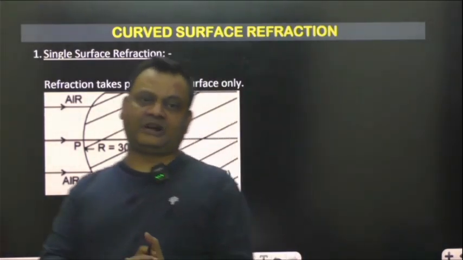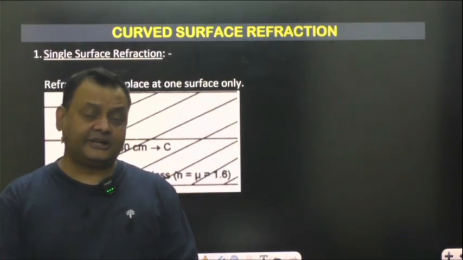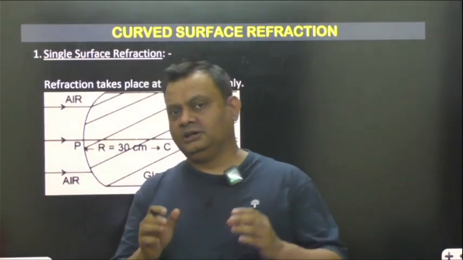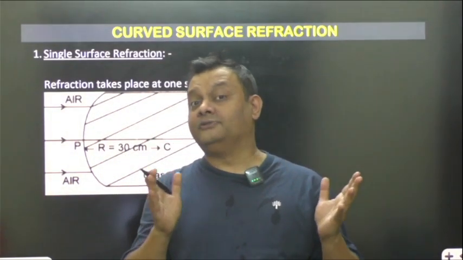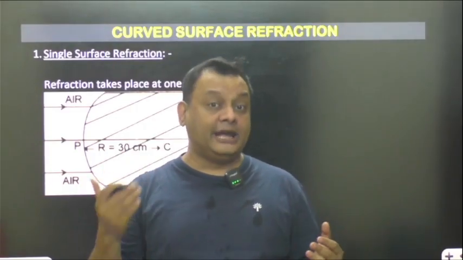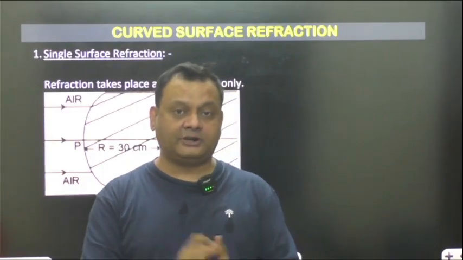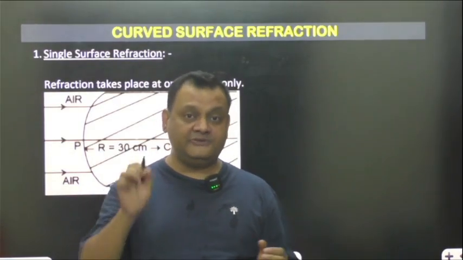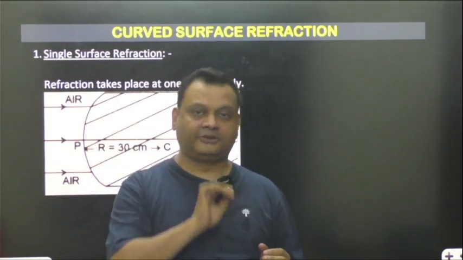Curved surface refraction. This is the second lecture on curved surface refraction, and in the previous lecture we have seen the derivation of the curved surface refraction formula. We have seen how to relate u, v, n1, n2 and the radius of curvature r when the light travels from one medium to another medium, refracting at the curved surface.